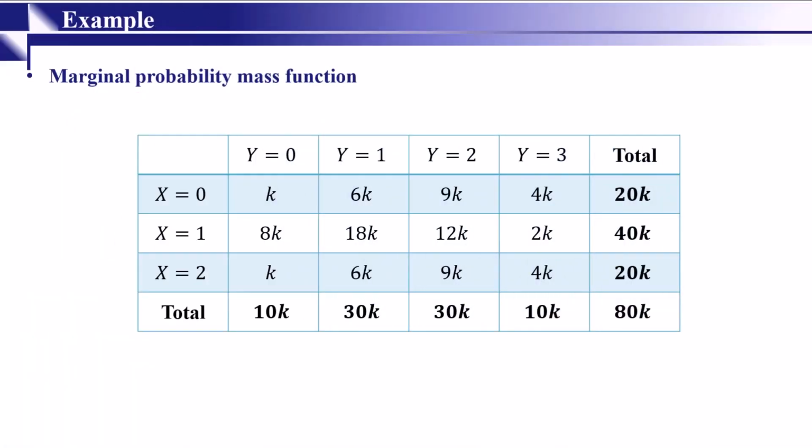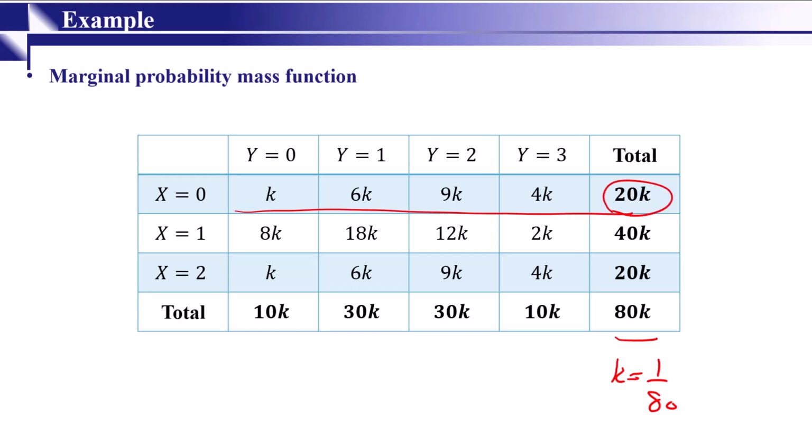So a couple of slides ago, we found the joint probability mass function. We have the total probability of 1, and we found here that k is equal to 1 by 80. Now let's find the marginal probabilities. Consider the first row here.